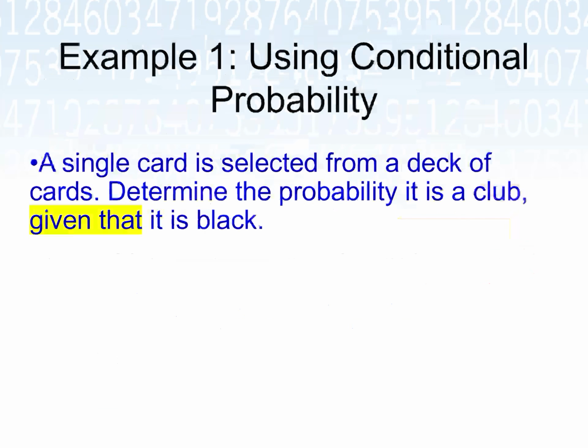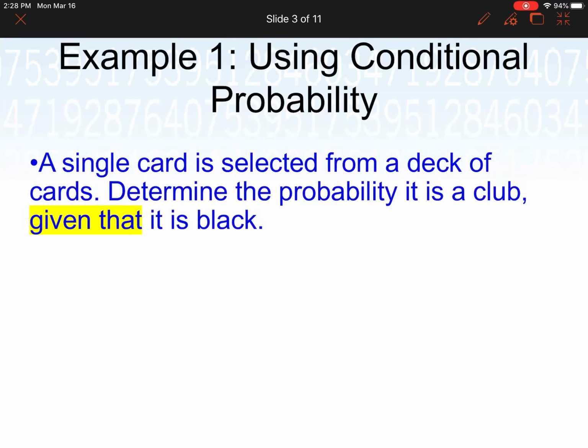All right, so here's an example. A single card is selected from a deck of cards. Determine the probability that it is a club given that it is a black card. Well, again, the given that basically changes the problem. You have fewer cards to deal with because it's black. That means we're only dealing with 26 cards.